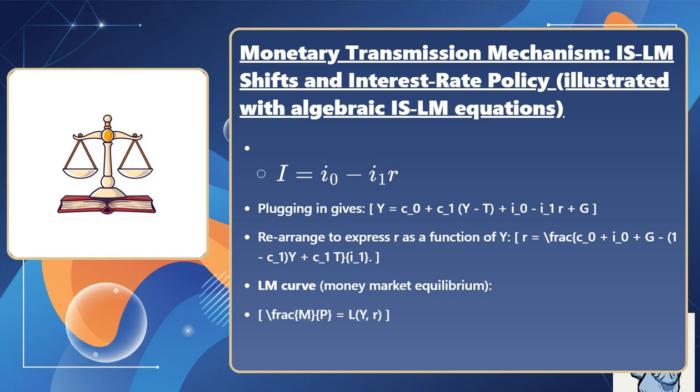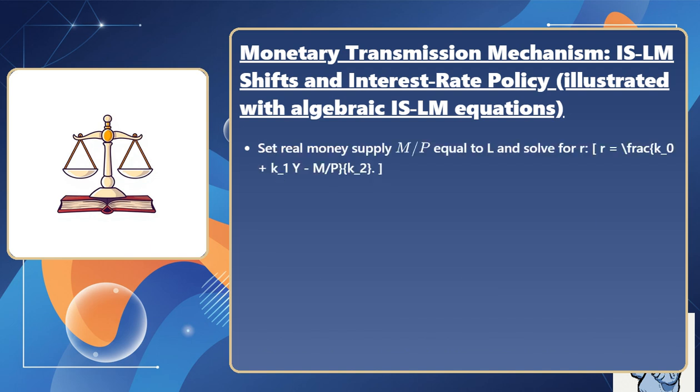LM curve, money market equilibrium: M/P = L(Y, r). Use a simple linear money demand function: L = K0 + K1·Y − K2·r. Set real money supply M/P equal to L and solve for r.